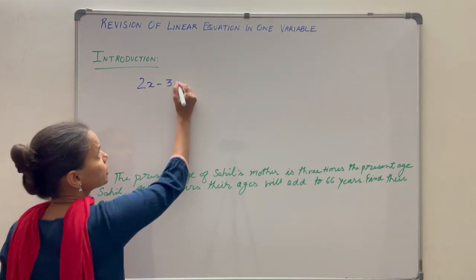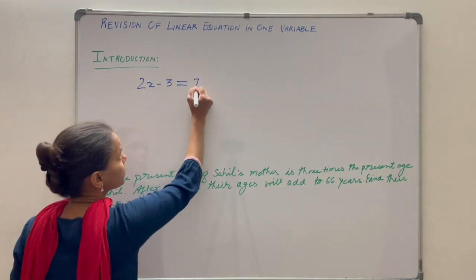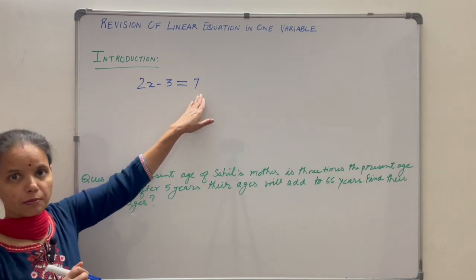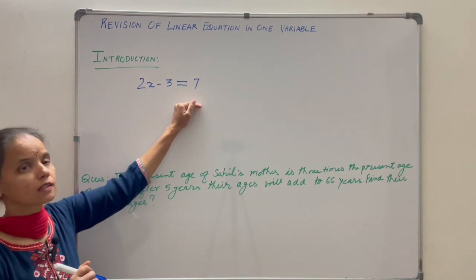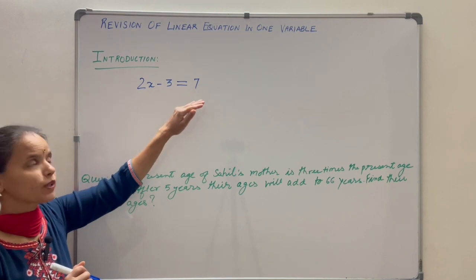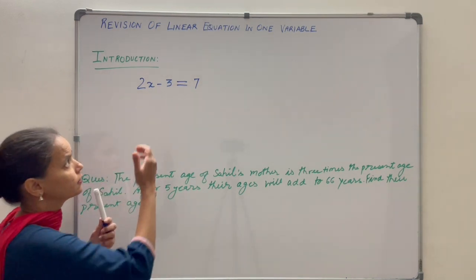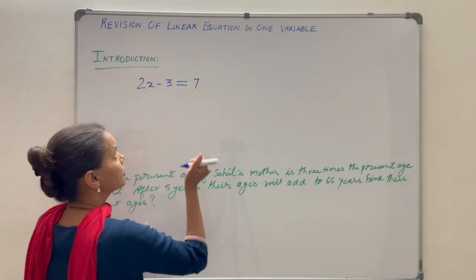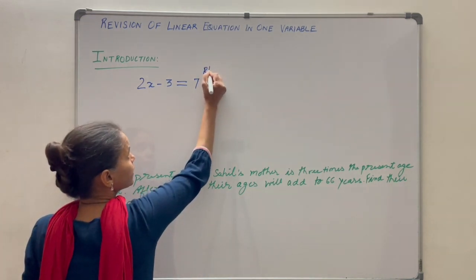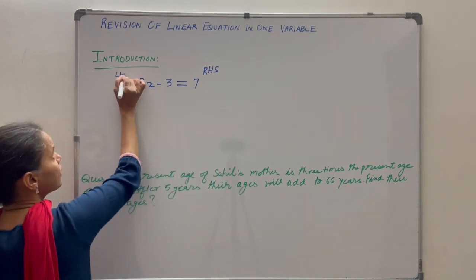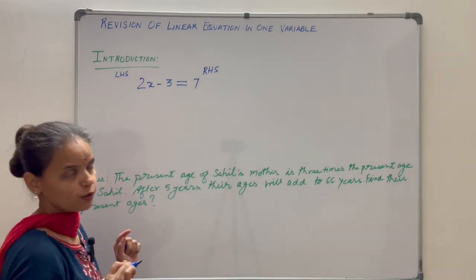Now if I put the equals to sign and write some number here, it can be a number, it can be an expression, anything. So this is now an equation. An equation consists of an equals to sign. This is the equals to sign. This is your right hand, so this is called the right hand side of the equation. This is your left hand, so this is called the left hand side of the equation.